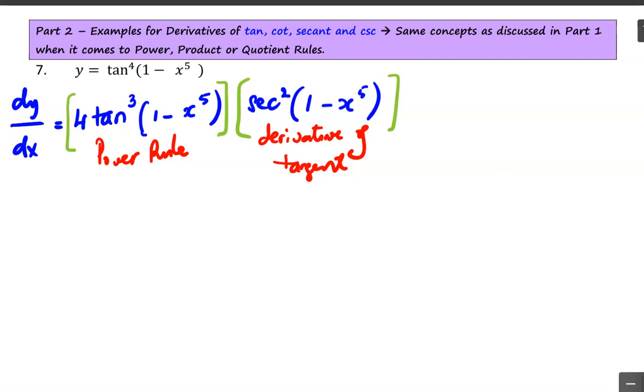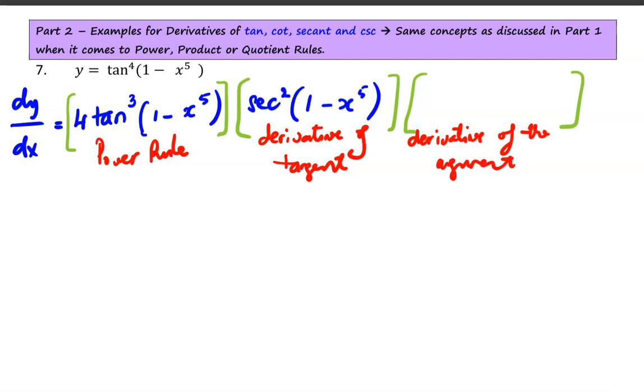So in this case, I have to multiply by derivative of the argument. So derivative of the argument in this case is negative 5x to the exponent 4. Because you take 5, you multiply by negative 1, becomes negative 5. Take 1 away from the exponent, becomes x to the exponent 4. And derivative of 1 is 0.